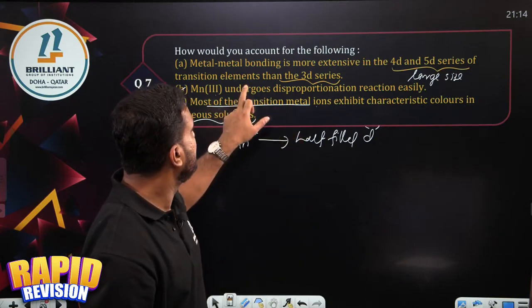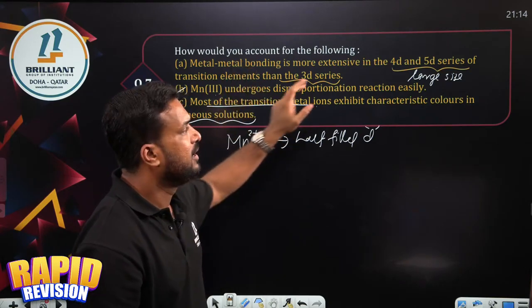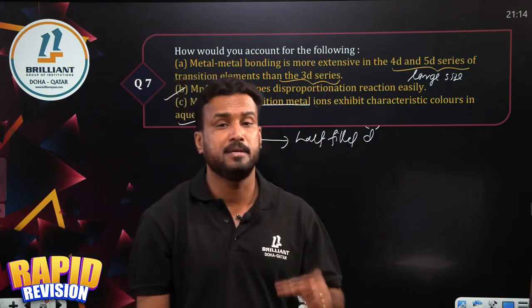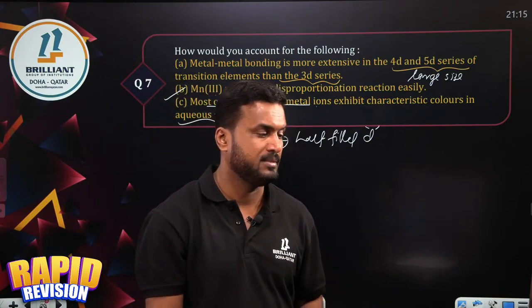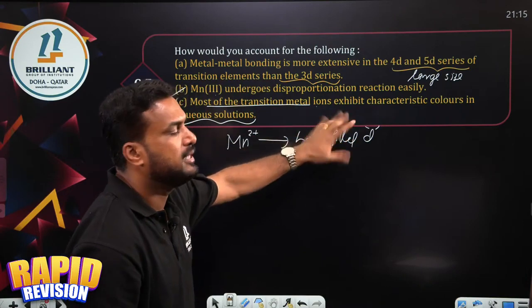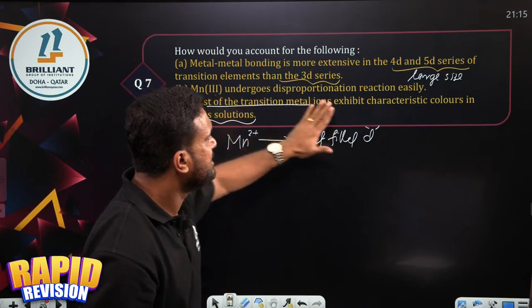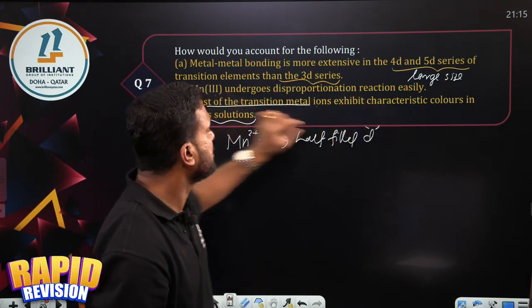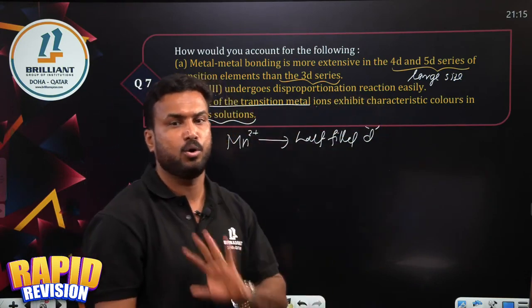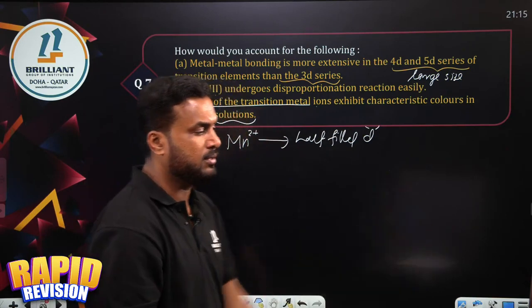For sub-question A, 4d and 5d have larger size, electrons are loosely held, so they can form more frequent metal-metal bonds than 3d. The last answer: unpaired electron, d-d transition. Most of the transition metal ions exhibit characteristic color because of unpaired electrons in the d orbital and d-d transition. No unpaired electron means no d-d transition, no color.